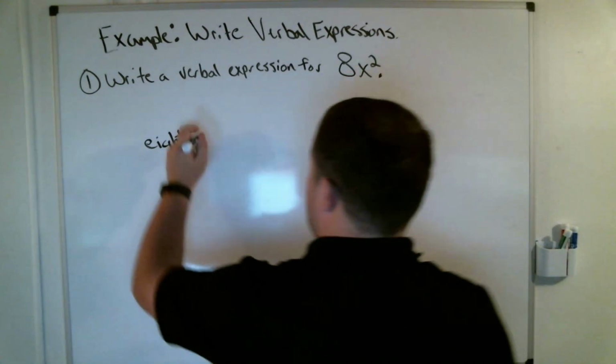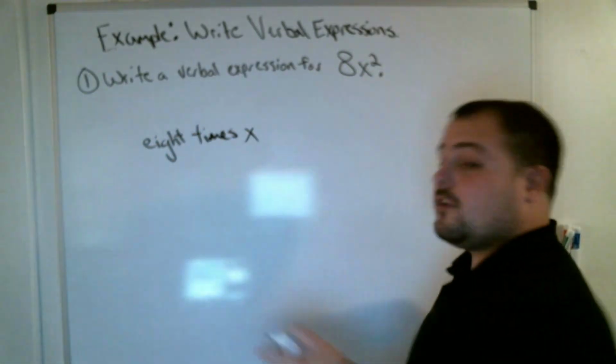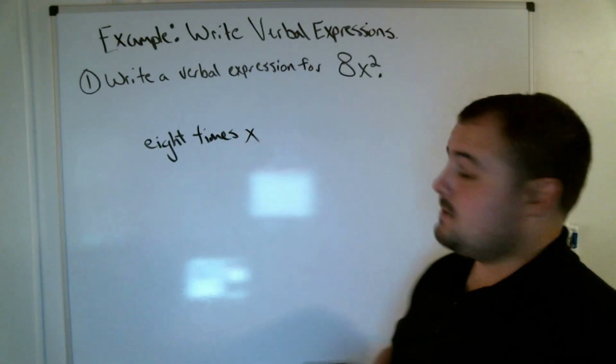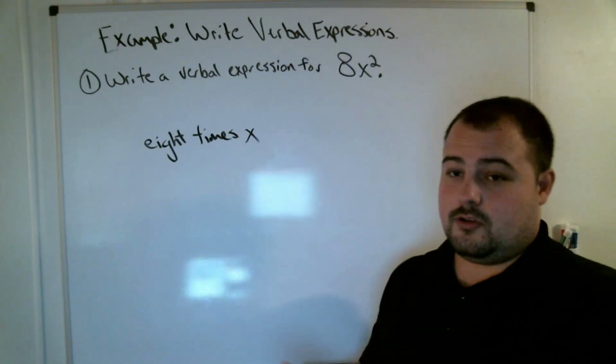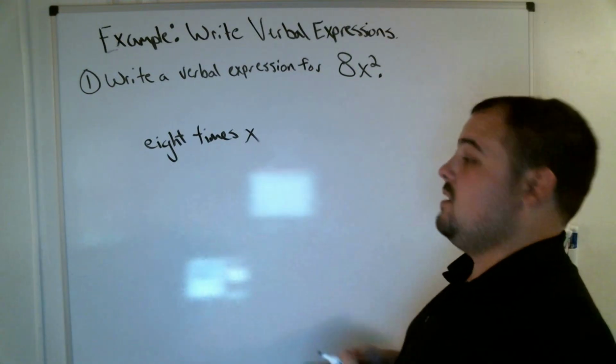So I could write it as 8 times x. That's really what's happening between the 8 and x. The 8 is multiplying by x. Now we have to talk about that little 2. Well, that's an exponent. And exponents tell us how many times something's being multiplied.